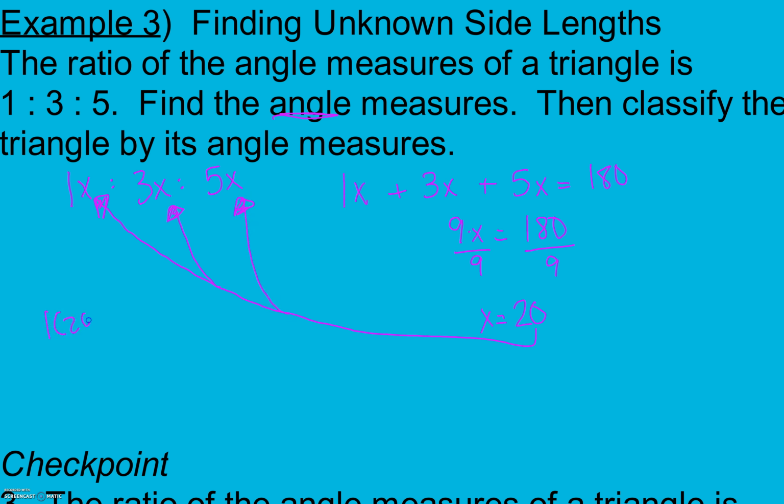So 1 times 20 gives me 20 degrees. 3 times 20 gives me 60 degrees. And 5 times 20 gives me 100 degrees. Keep in mind, these all have to still add up to 180 degrees. 20 plus 60 plus 100 does add up to 180 degrees. So we're good to go there. And if we reduce them, if we divided them all by the same number, we'd get back to 1, 3, and 5. Now, to classify it by its angle measures here, because one of my angles, 100 degrees, is greater than 90, it makes this an obtuse triangle.